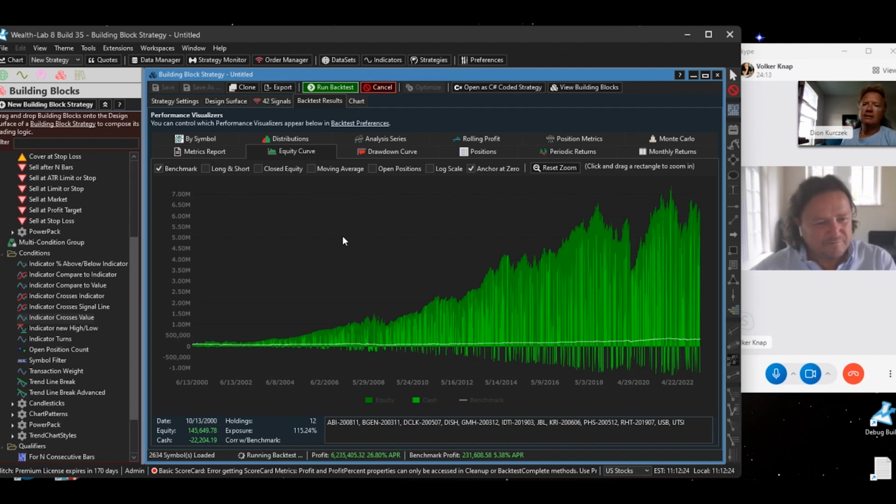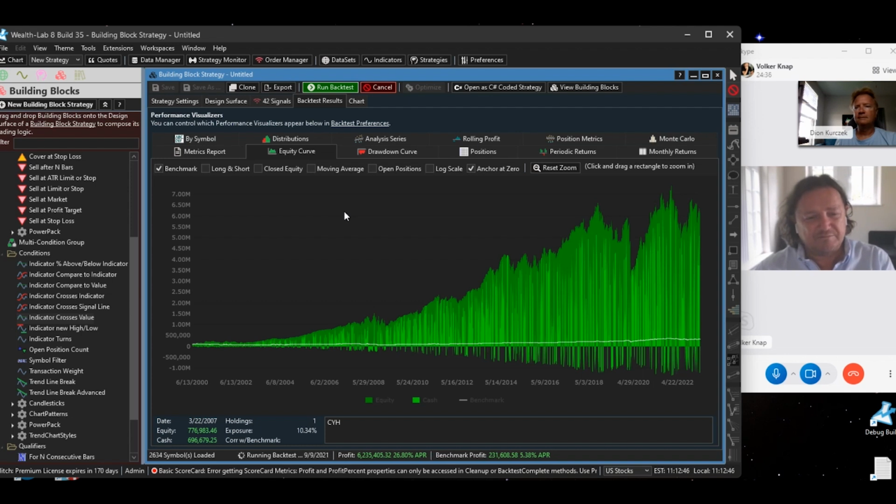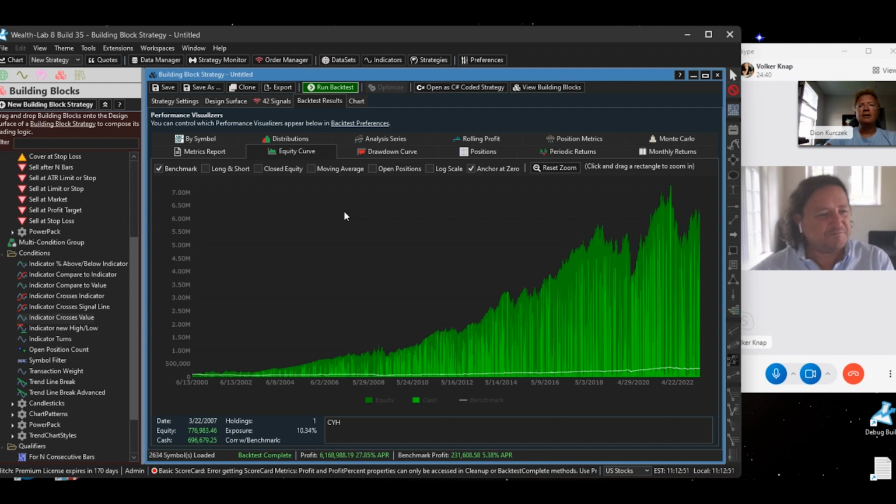Let's see. With those changes, we have our annualized return up to 26%, almost 27. Interesting. That's a big move. Unfortunately, we don't know now whether this was because of the moving average or the standard deviation. But we could leave it to the viewers to try both of those variations and see what works.